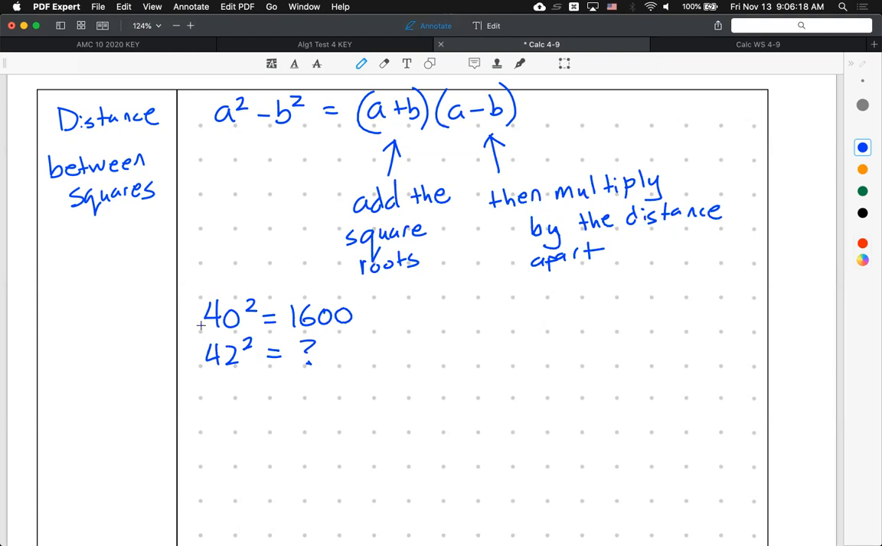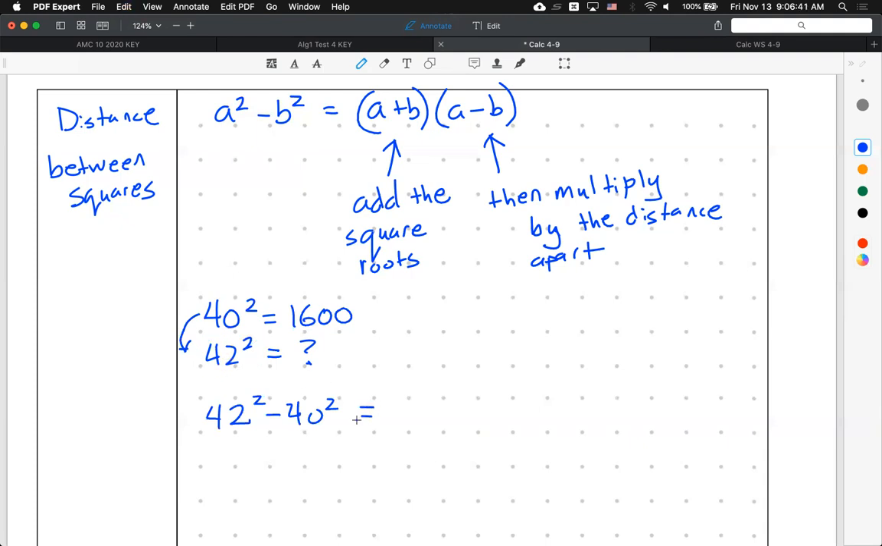So it'd be helpful to know what is the distance between 40 squared and 42 squared. So essentially I'm asking what is 42 squared minus 40 squared. If I knew that distance, I could just add it to 1600 and I'd get the answer. And if you think that this is a lot of work, once you understand this trick, it takes you about 2 seconds to do, and it's really, really fast to find 42 squared.